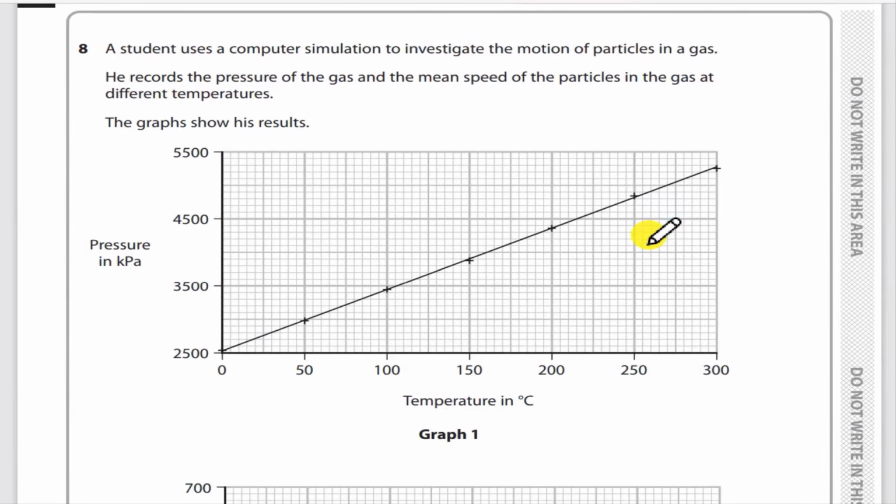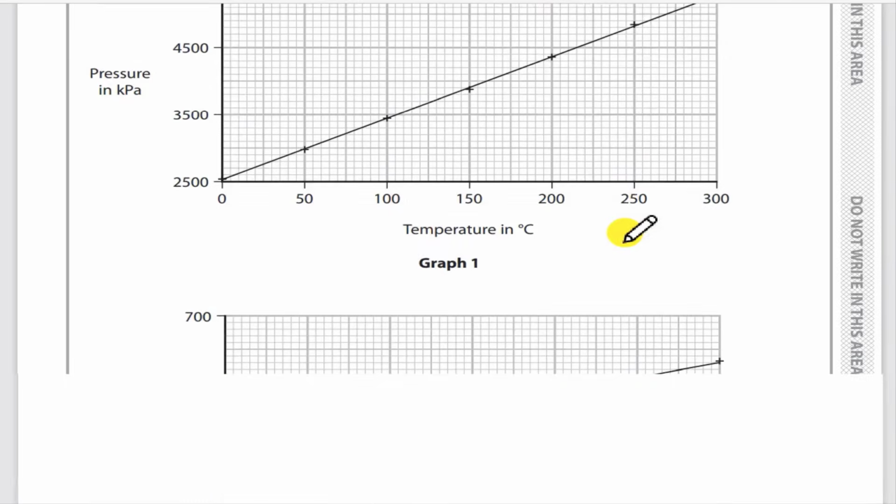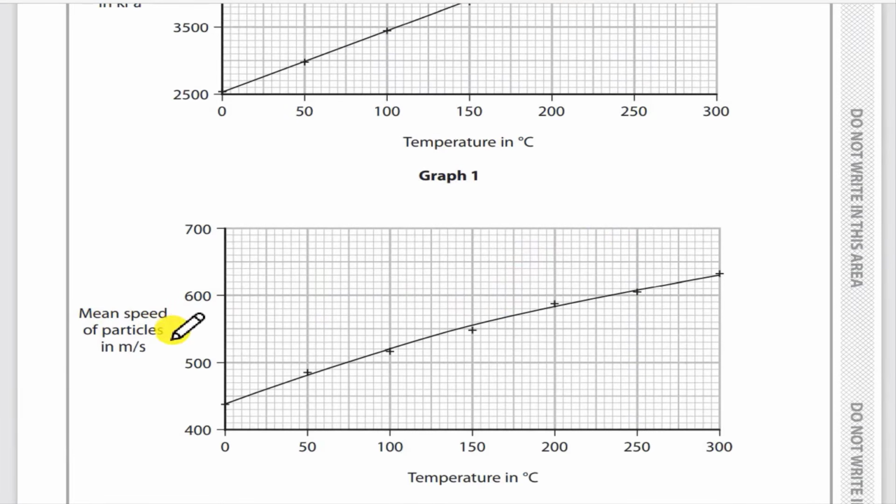Question number 8. A student uses a computer simulation to investigate the motion of a particle in a gas. He records the pressure of the gas and the mean speed of the particle in the gas at different temperatures. The graph shows his result. Pressure in kilopascal and temperature in degrees Celsius. The mean speed of the particle in meters per second and temperature in degrees Celsius.